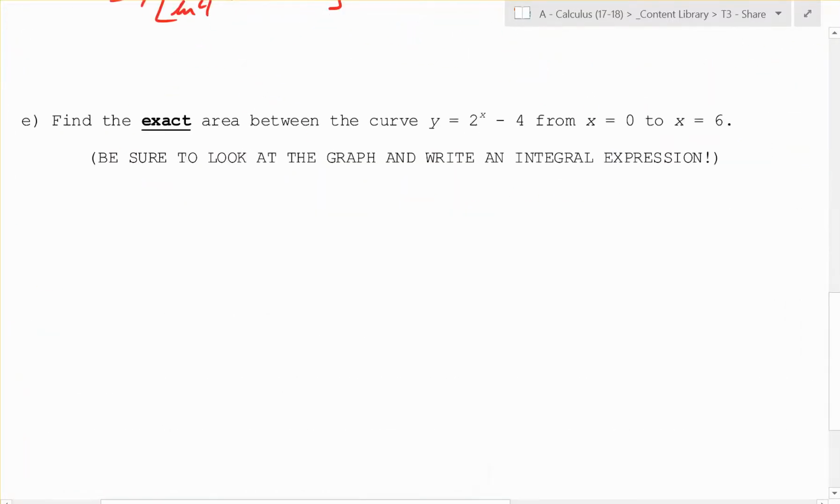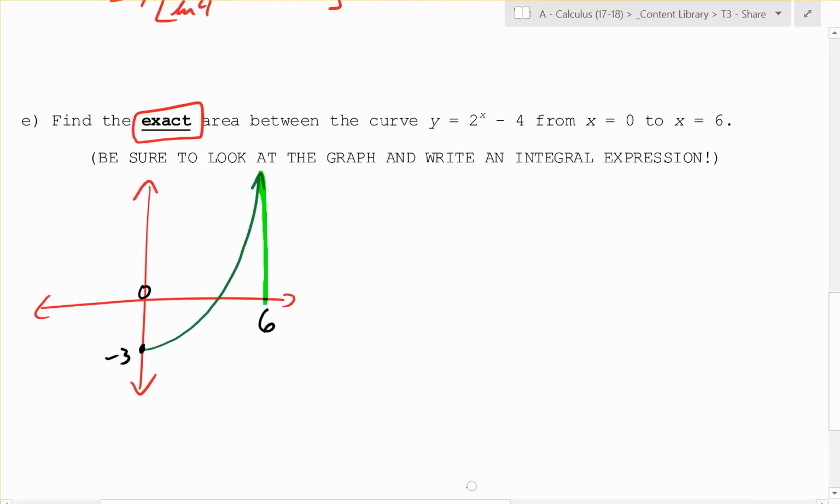Okay, so when we ask for exact, this means you're not using your calculator. You need to do this out by hand. What does this look like? Well, 2 to the x minus 4. You can plug in a few values and get an idea of what this looks like. It's going to look like this. This right here is 2 to the x minus 4. Find the exact area between the curve y equals 2 to the x minus 4 from 0 to 6. So we're going to say between the curve and the x-axis.